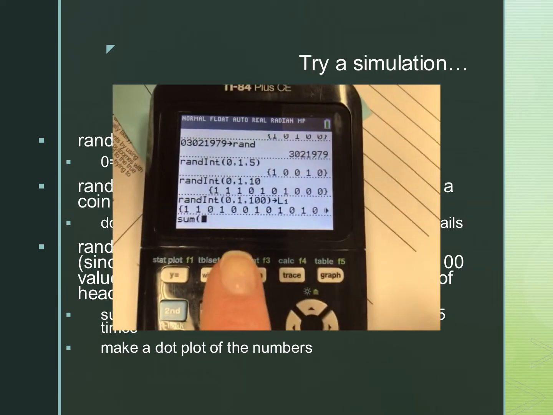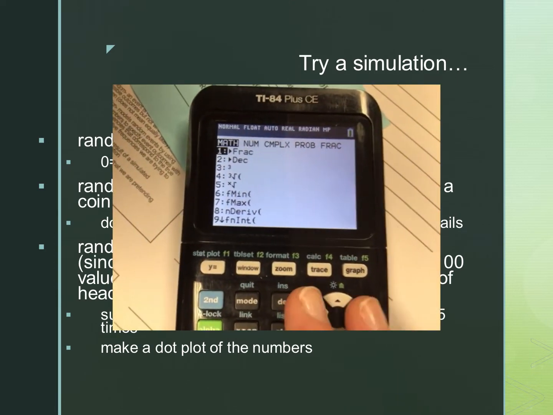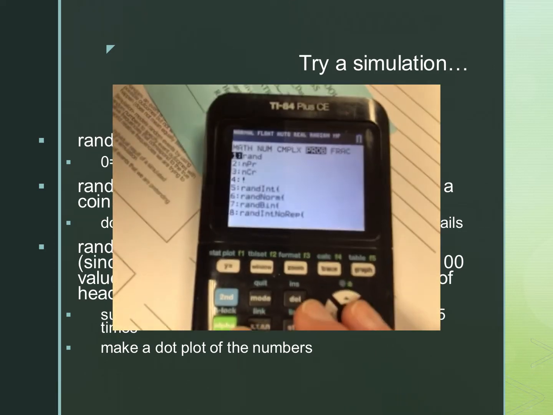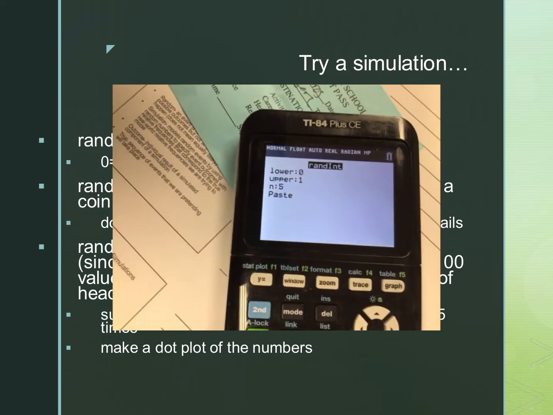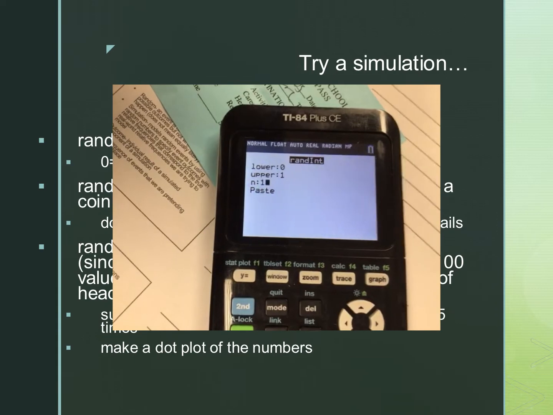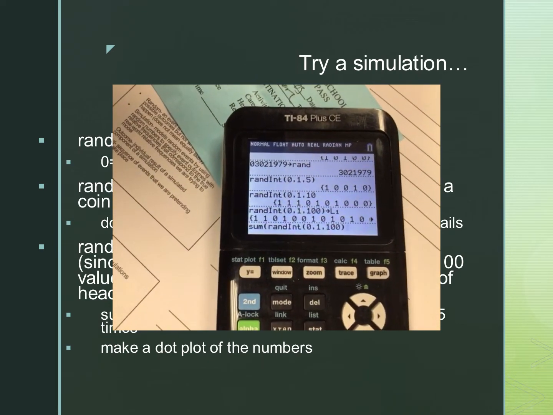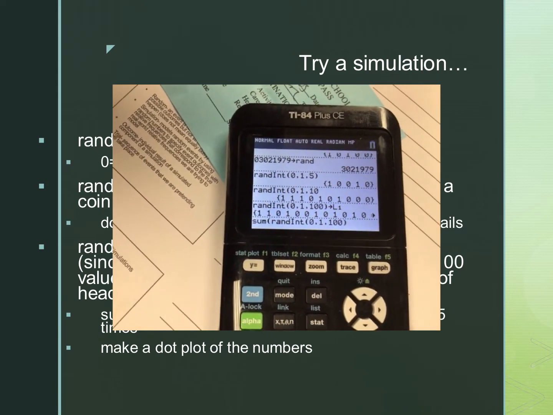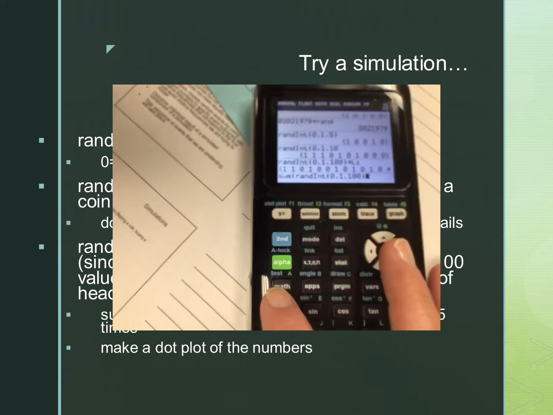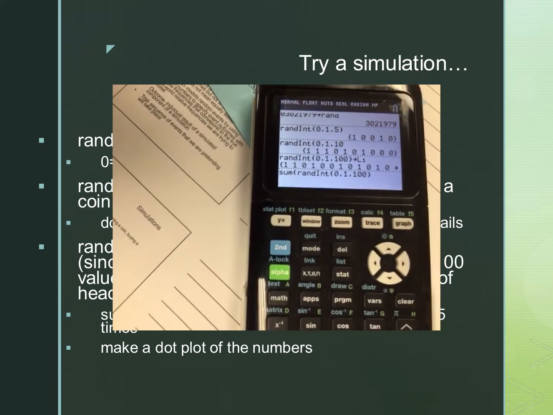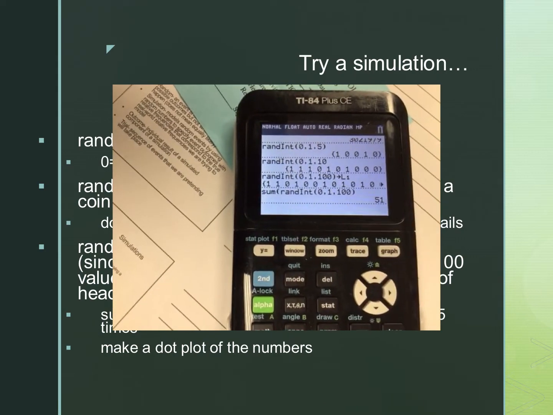Okay, now we're gonna go back to math. Back over to probability, down to randInt. 0, 1, 100. Paste. Now, math. Over, now you can hit enter. Math, probability. 52. 49, baby. I got 50. 2. I got 53.